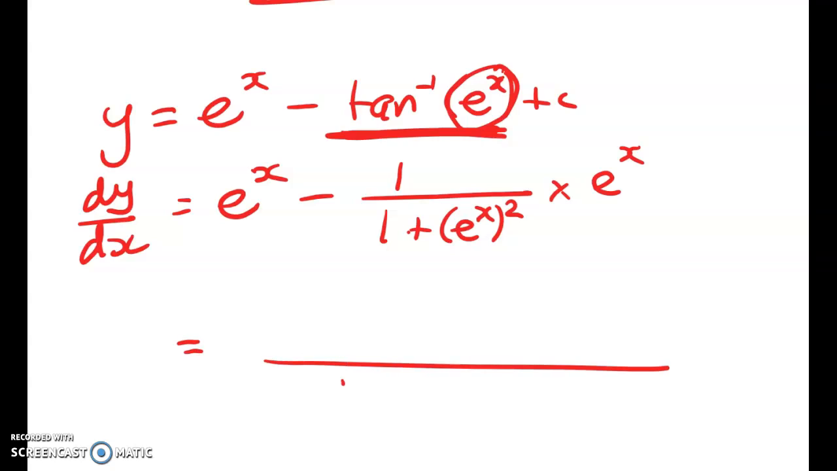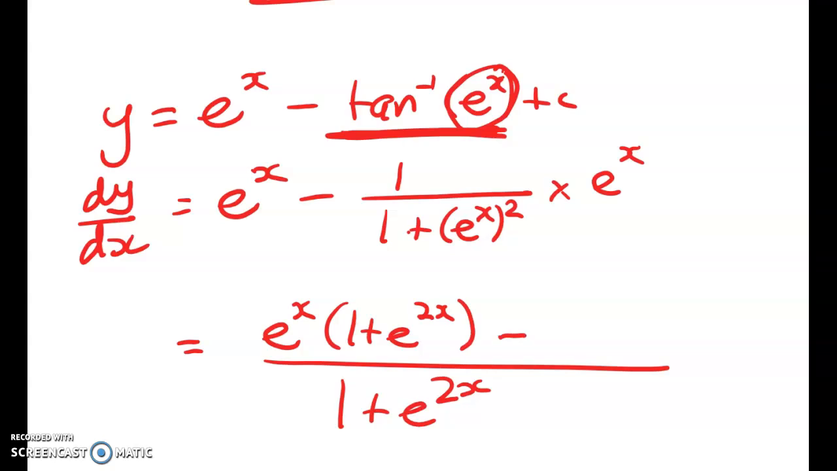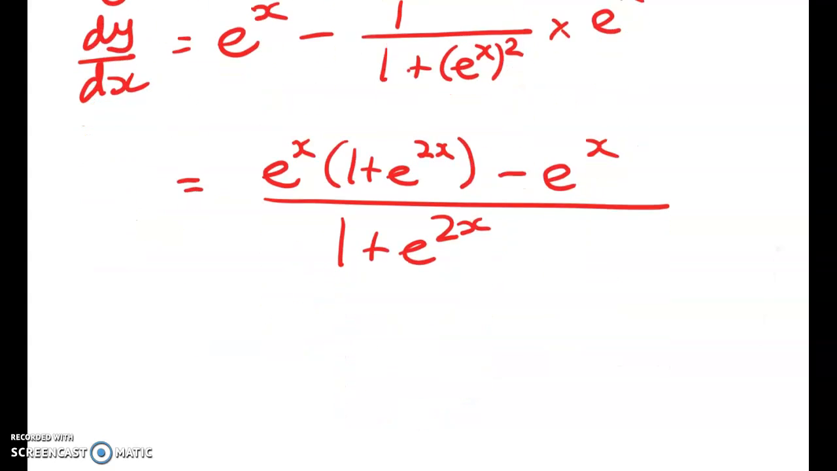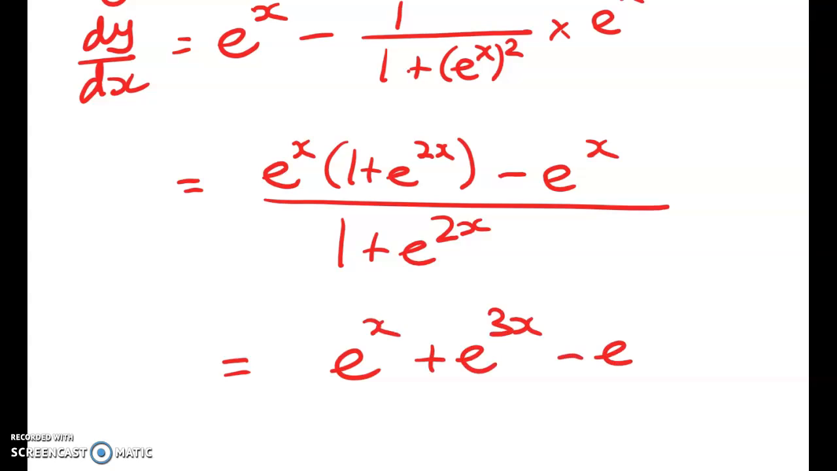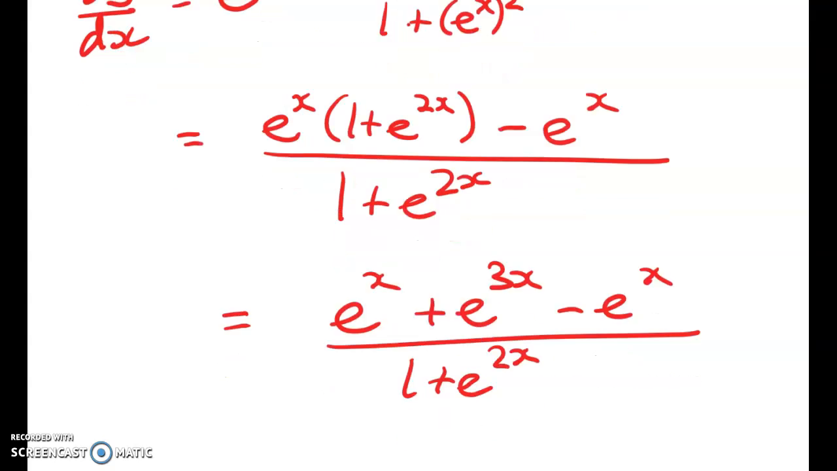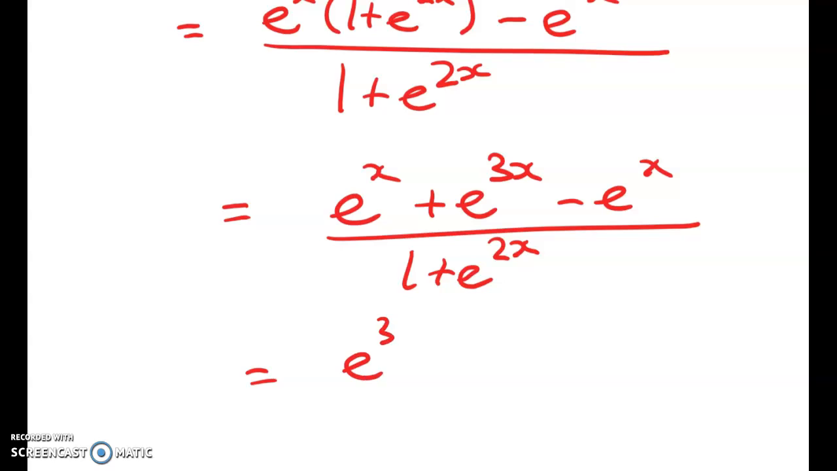Now we need a common denominator. We're going to have e to the x times 1 plus e to the 2x, minus e to the x, which gives me e to the x plus e to the 3x minus e to the x over 1 plus e to the 2x, which is what we wanted. Okay, so there you go.